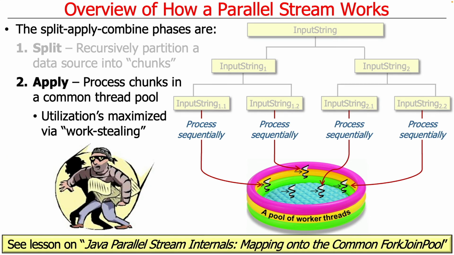The wonderful thing about the common fork join pool, or the fork join pool in general, is this ability to do work stealing. And we'll talk about that when we get to that part of the lecture. It's really, really cool, really powerful. And the goal is to try to maximize performance.